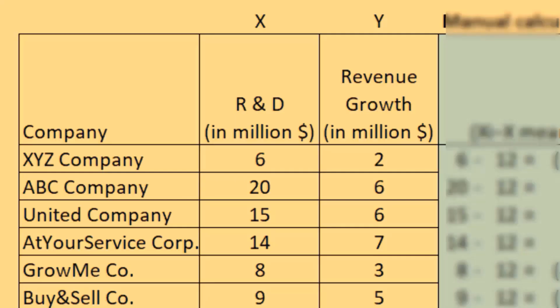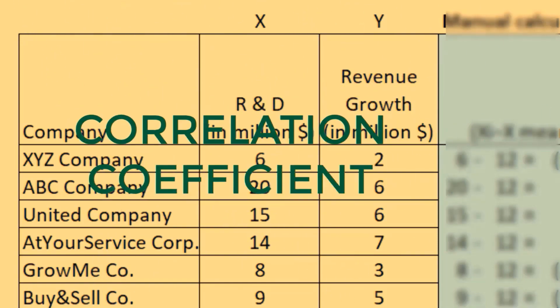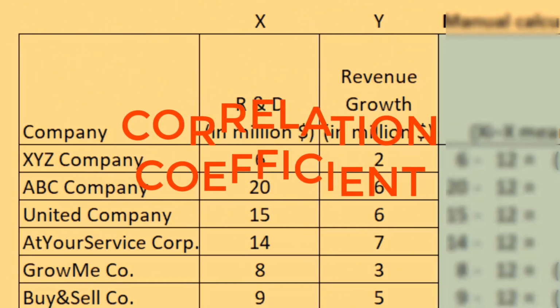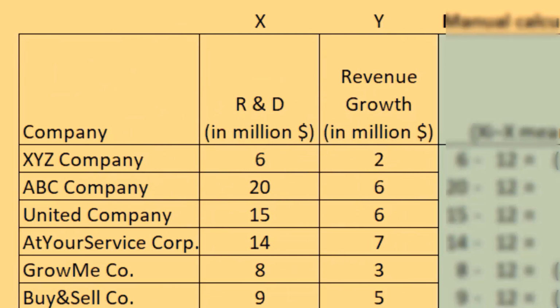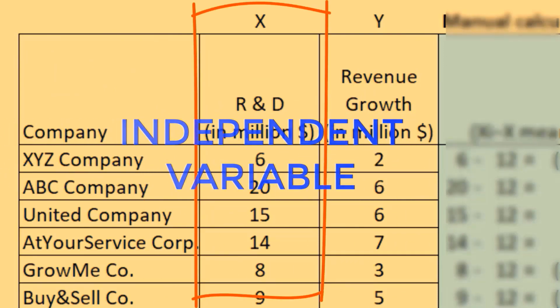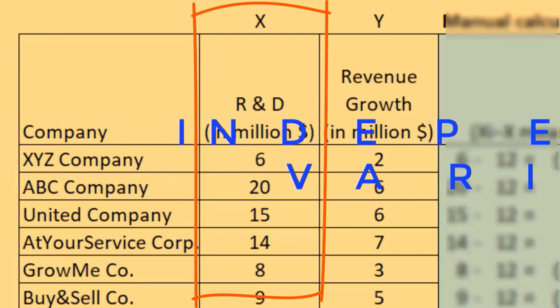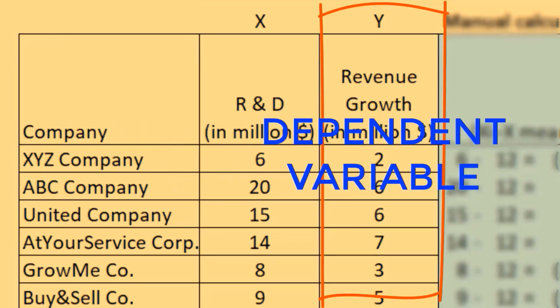Now let's present the relationship between these two data series by presenting it in a single number. This number is what we call correlation coefficient. We will consider R&D as the variable X or independent variable and revenue growth as variable Y or dependent variable.